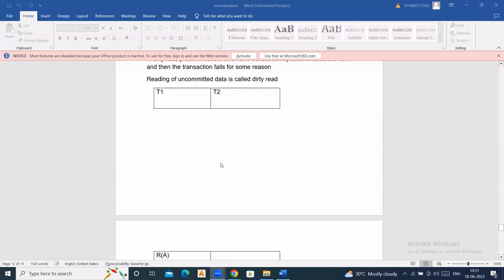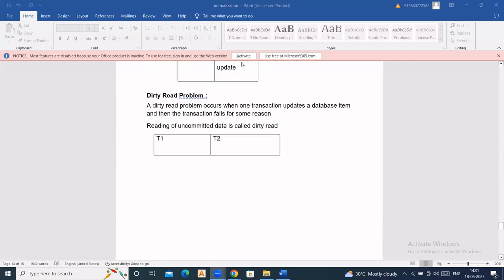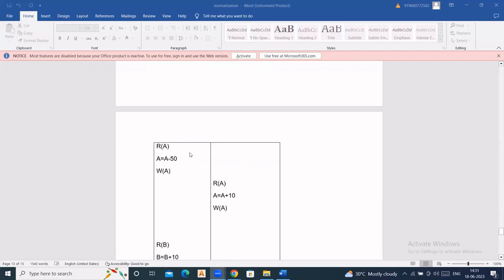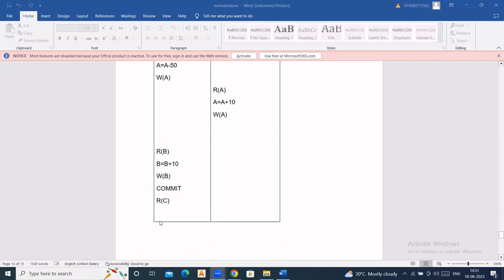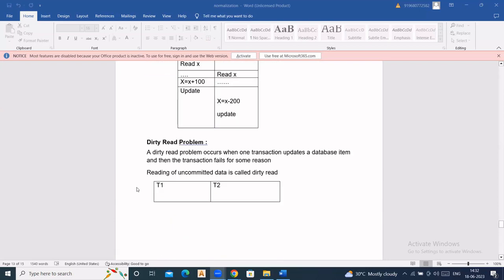So see, this is your transaction 1, transaction 2. So you draw like this. This is T1 and this is T2. See, read A, it performs an operation, it has written, but it has not committed. After some period of time, another operation is performed. Again it is reading. So this is known as dirty read. Write down this theory: what is dirty read problem first of all?